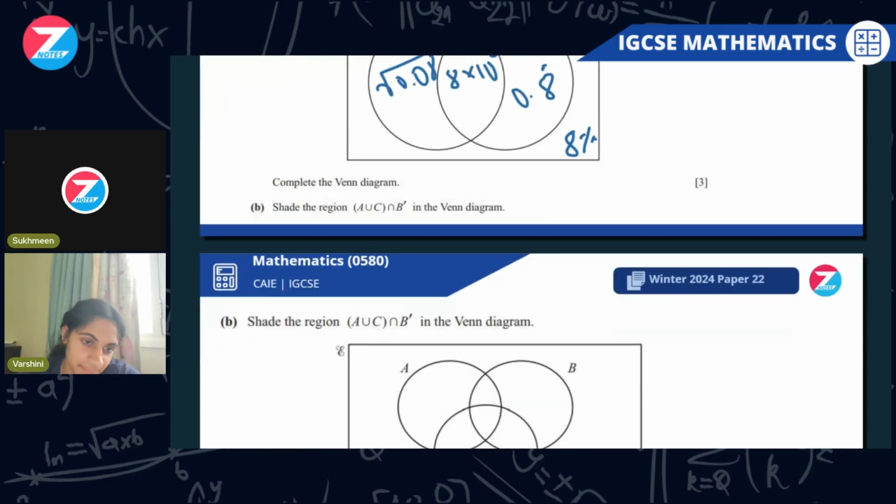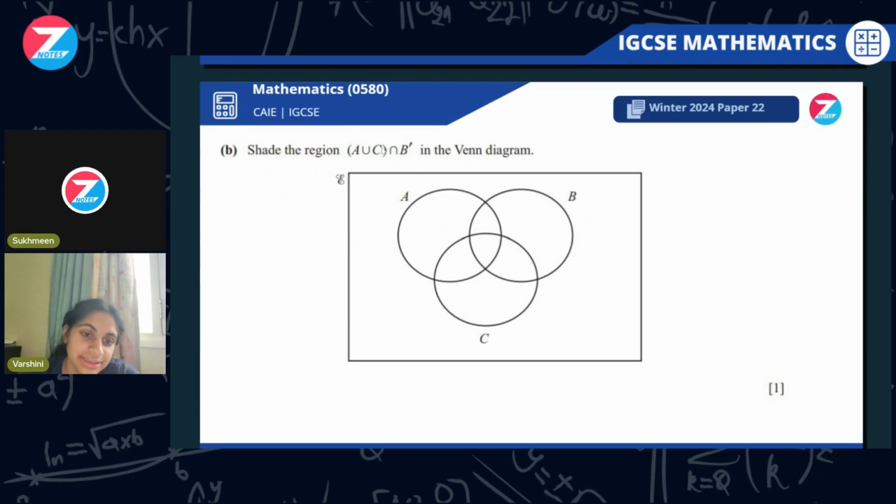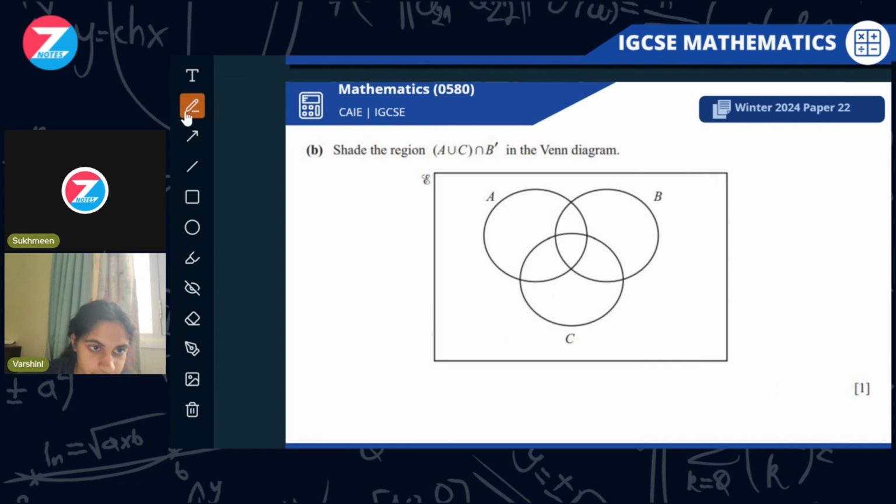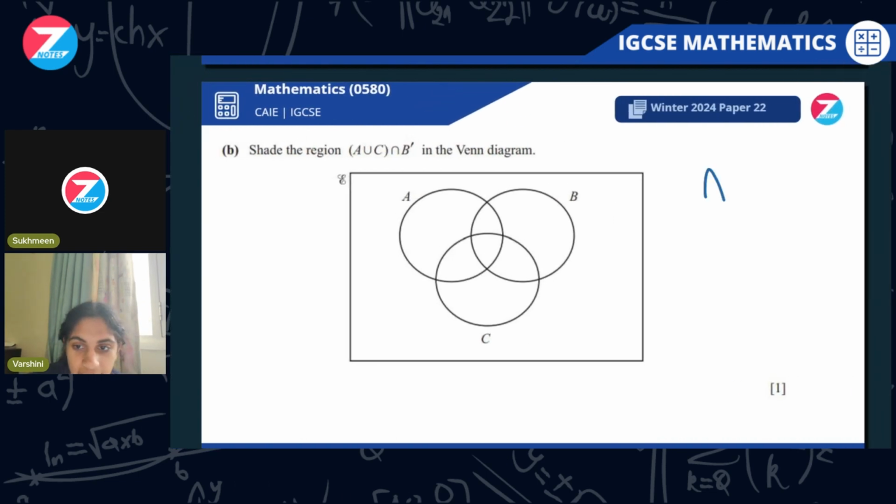Okay, so for part B, shade the region A union C which intersects with B complement. So let's decode this. Let's first find A union C. For this, we just want everything that comes in A and everything that comes in C. That's going to be both A and all of C.